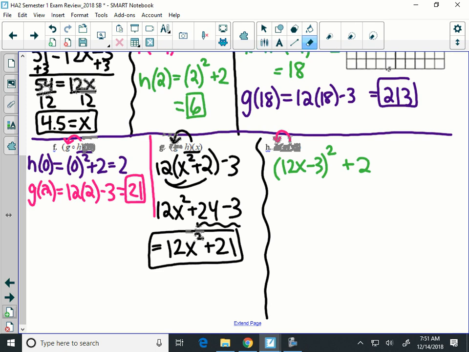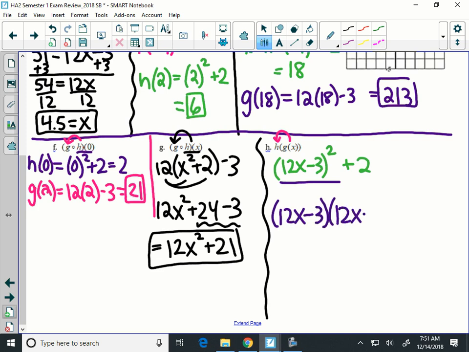Now, the tricky part about this problem is you need to remember, when you have a quantity squared, you need to rewrite that as 12x minus 3 times 12x minus 3. You are not allowed to just jump right to 144x squared minus 9. You are going to need to distribute here. So you're going to take 12x times 12x, which is 144x squared.